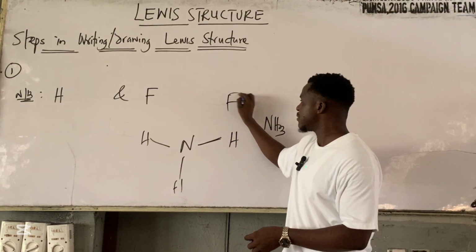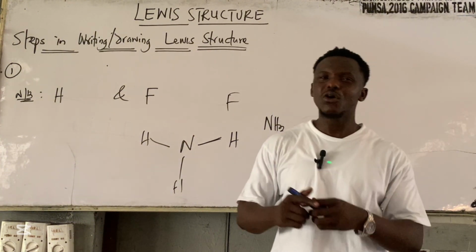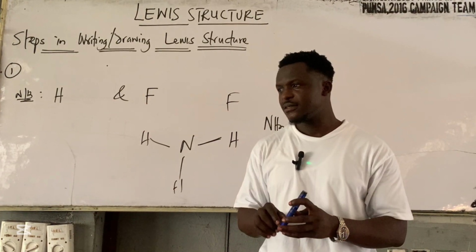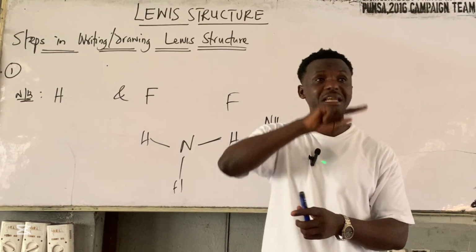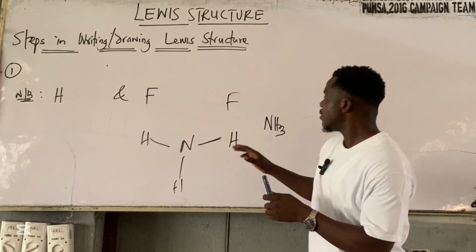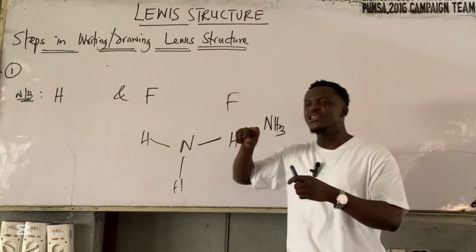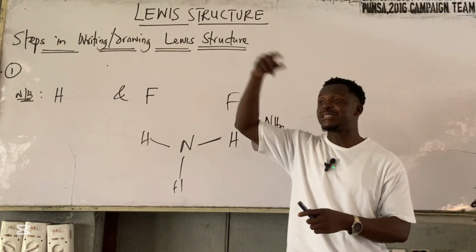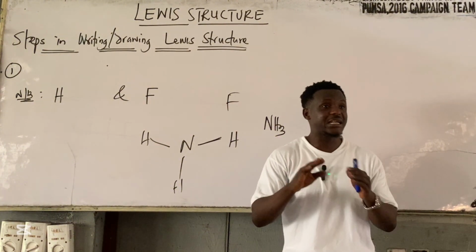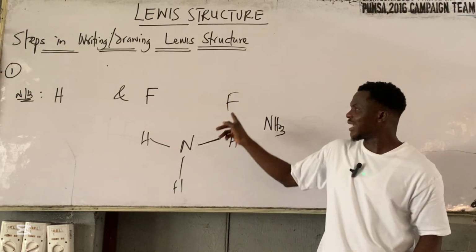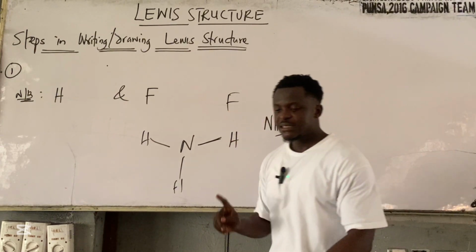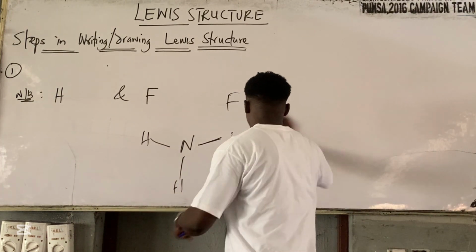Now, fluorine can also not be at the center, because the central atom is always the least electronegative, and fluorine is the most electronegative element in the periodic table. So anytime fluorine is combined with any other atom, the other atom must be the central. Because fluorine being the most electronegative element in the periodic table, this guy cannot be the central atom. Right? So take note of that. Step 1 is to get your central atom.